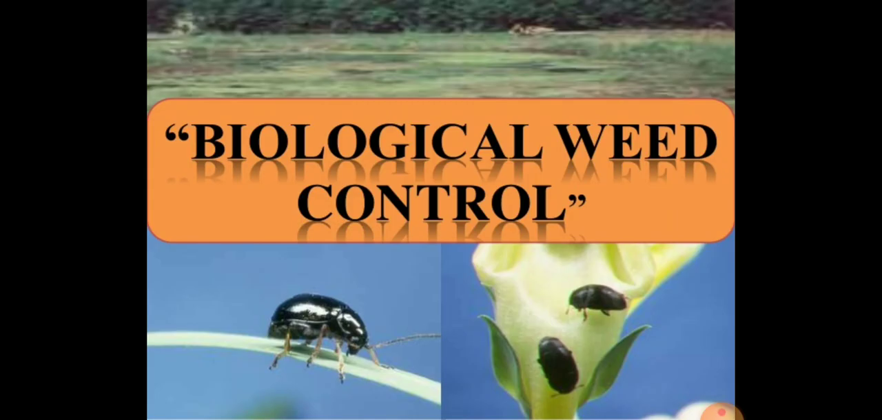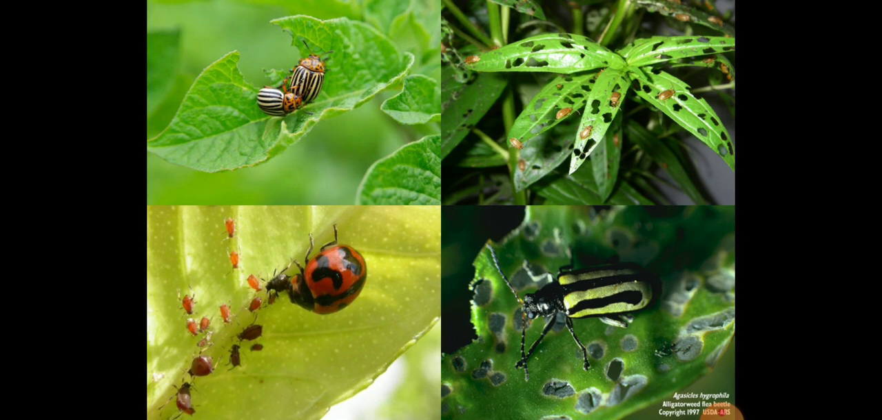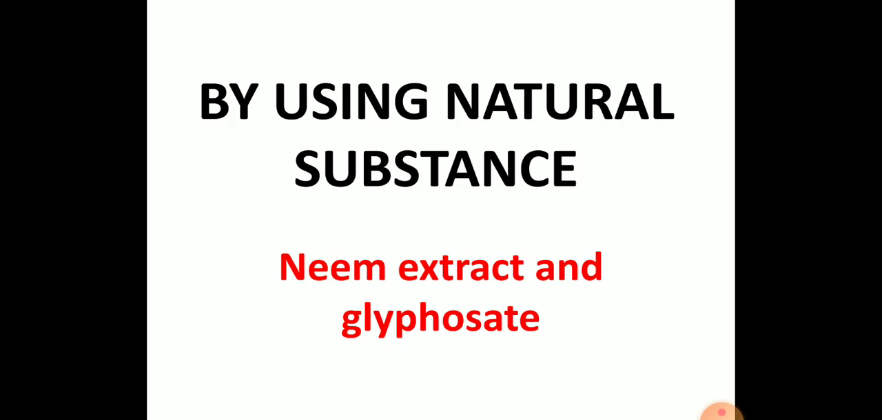Now, biological weed control. In the biological method of weed control, bioagents like insects and pathogens are used to control the weeds. Insects and pathogens infest weeds and they either reduce growth or kill the weeds. The biological control method can reduce weeds but it is not possible to eradicate them. It can also be done using natural substances, neem extract and glyphosate.